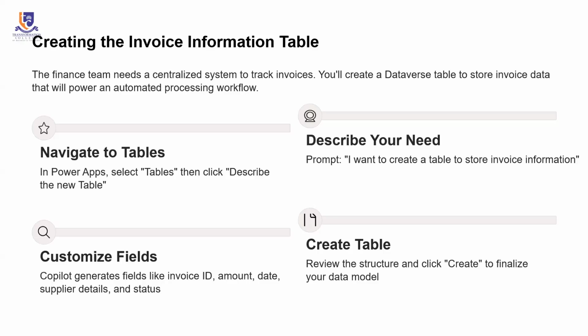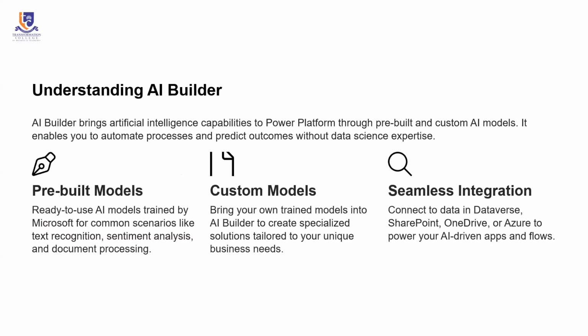So all this is telling us that using Power Automate, we can navigate to the tables tab, then we create a new table and use the prompt to specify what we want that table to do, and then customize the fields. So we generate the fields to have invoice ID, amount, date, suppliers, and the status. And once we click that create table button, it creates the model and we have our table presented.